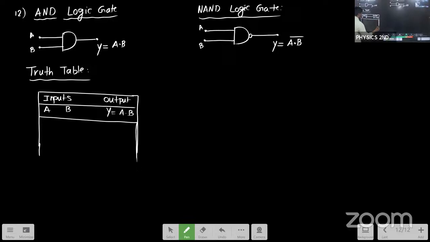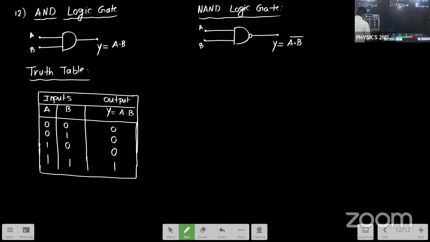So let us see the mathematical operation performed by the AND logic gate. When both the inputs are 0, output will also be 0. When any one of the inputs is 1, output will be 0. Here also, if I take input A as 1 and input B as 0, again the output will be 0. But if I take input A as 1 and input B as 1, what will be my output? My output will become 1. So in case of AND logic gate, output will be 1 only when both the inputs are 1.